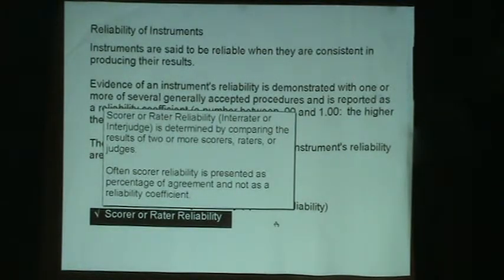But if you just had one person observing, there would be no way to tell whether they were observing reliably or not. So scorer or rater reliability, or sometimes called inter-rater or inter-judge reliability, is determined by comparing the results of two or more scorers or raters or judges. Now, this is not reported in terms of a reliability coefficient. This generally is reported in terms of percentage of agreement. And when you look at the video on inter-rater reliability, you'll see what that means, what that looks like.